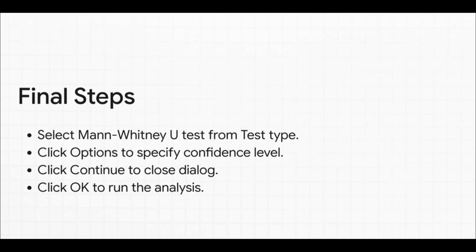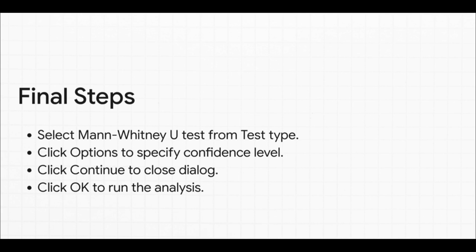We are literally at the finish line now. Under the test type section, just make absolutely sure you check the box for the Mann-Whitney U test. If you happen to need to adjust your confidence intervals, you can click Options, specify your desired level, and hit Continue. Once the whole shebang is set up, simply click OK. And that's it. SPSS is going to do all the heavy lifting from there, completely free from the constraints of normal distribution assumptions.